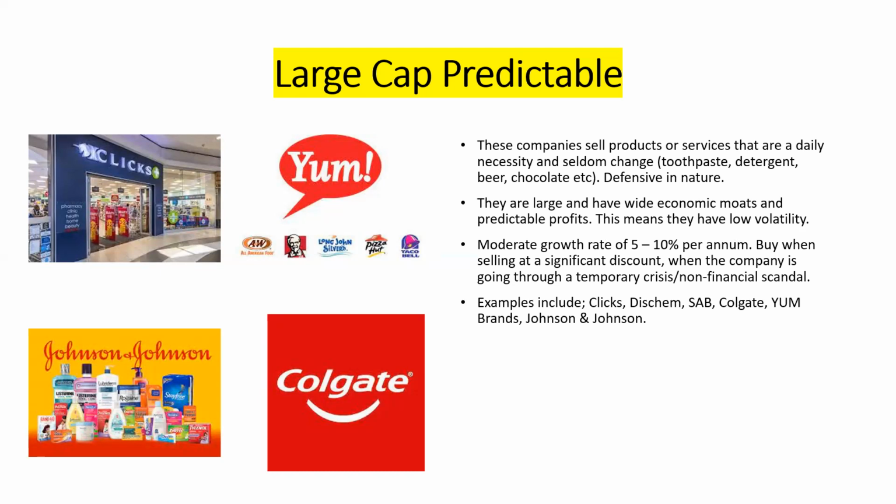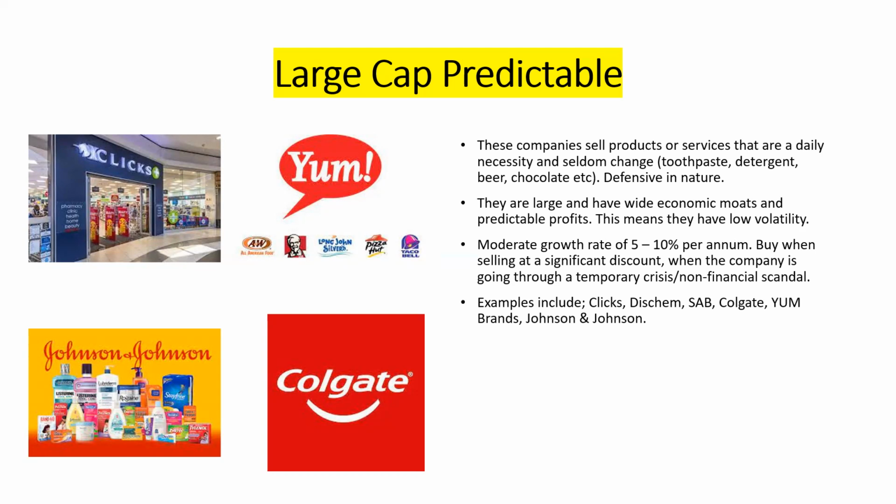That is why we like them, because they are predictable and therefore we can project their earnings into the future. This means also that they have low volatility because they are predictable. These are the so-called boring and predictable businesses. They have moderate growth rates of 5 to 10% per annum.